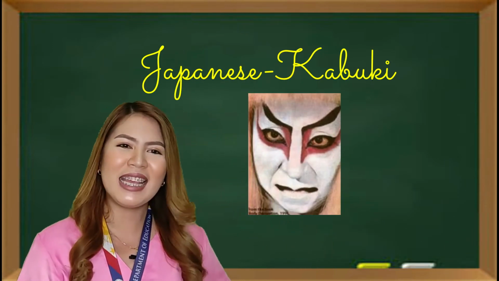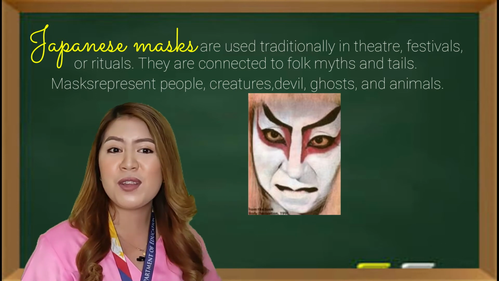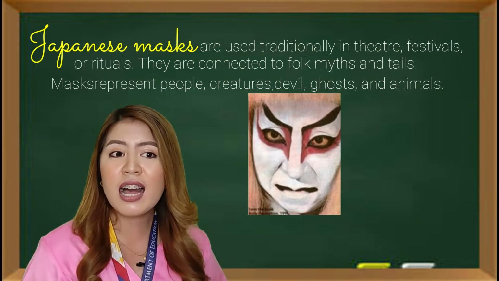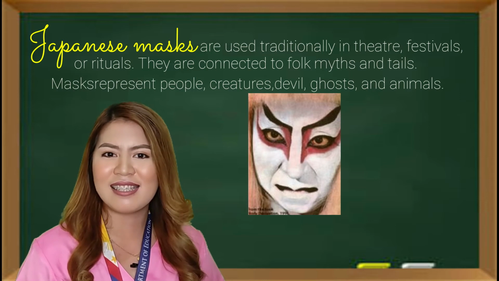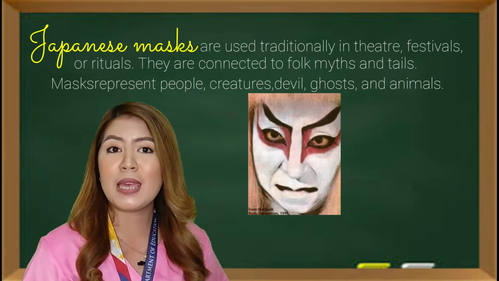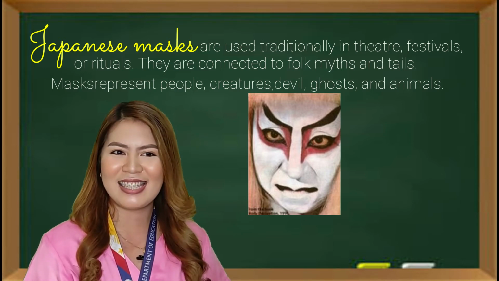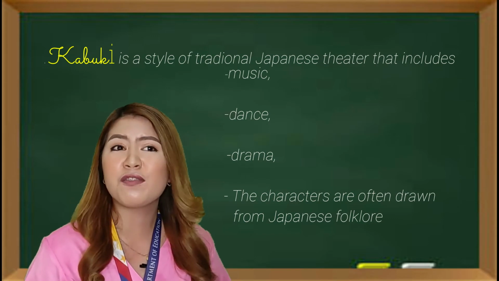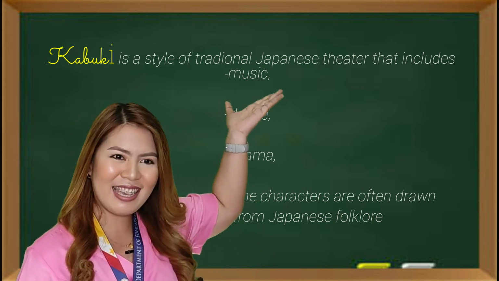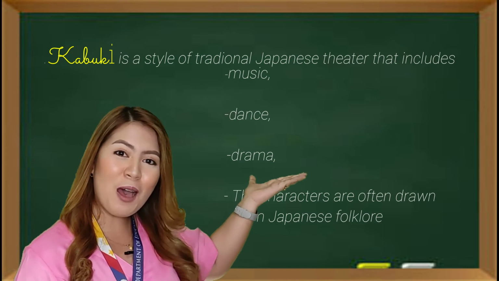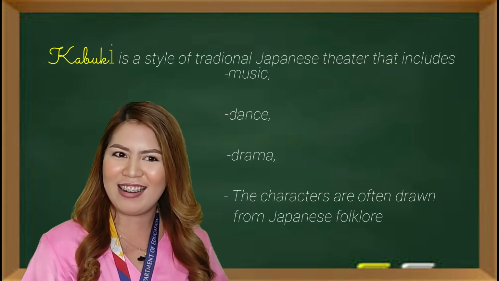Let's move on to Japanese Kabuki. Japanese masks are used traditionally in theater, festivals, or rituals. They are connected to folk myths and tales. Masks represent people, creatures, devils, ghosts, and animals. Kabuki is a style of traditional Japanese theater that includes music, dance, and drama. The characters are often drawn from Japanese folklore.